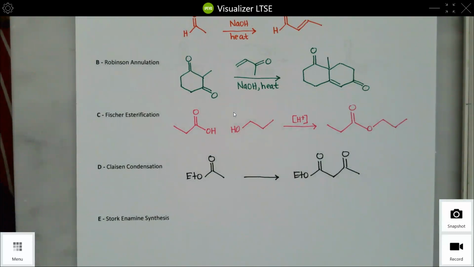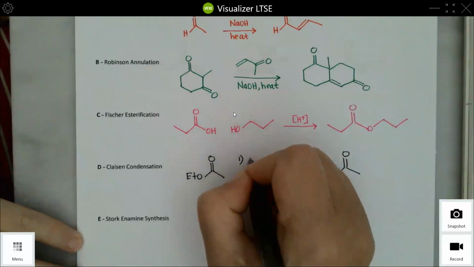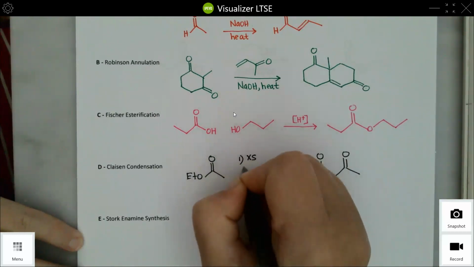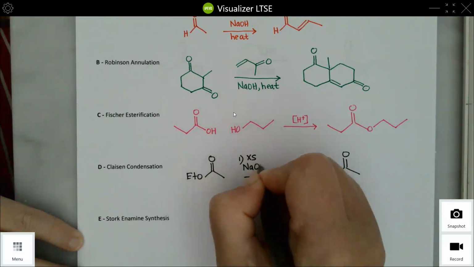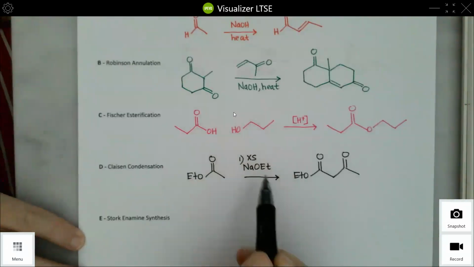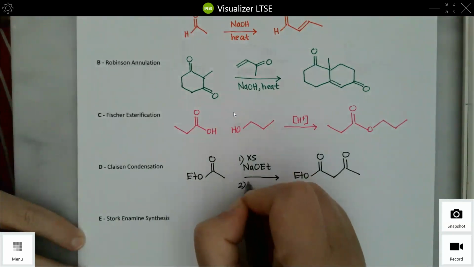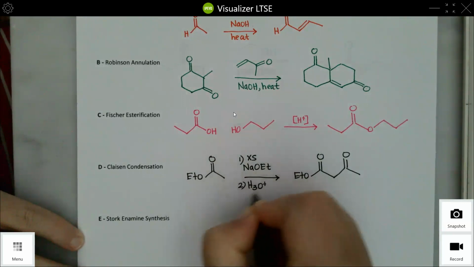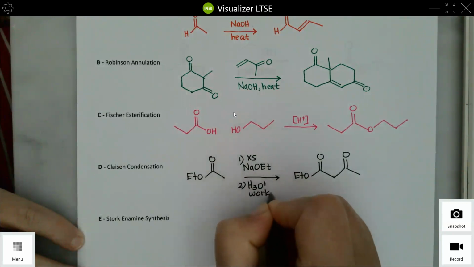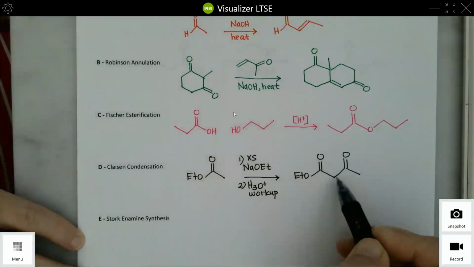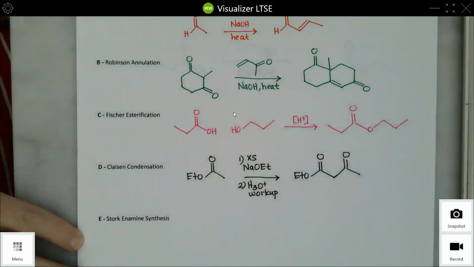And the conditions for that are we need excess NaOEt. Remember, we want to match the base to the ester. And then the second step is we are going to need an acidic workup in order to reprotonate the hydrogen here that's acidic and gets removed during the reaction.